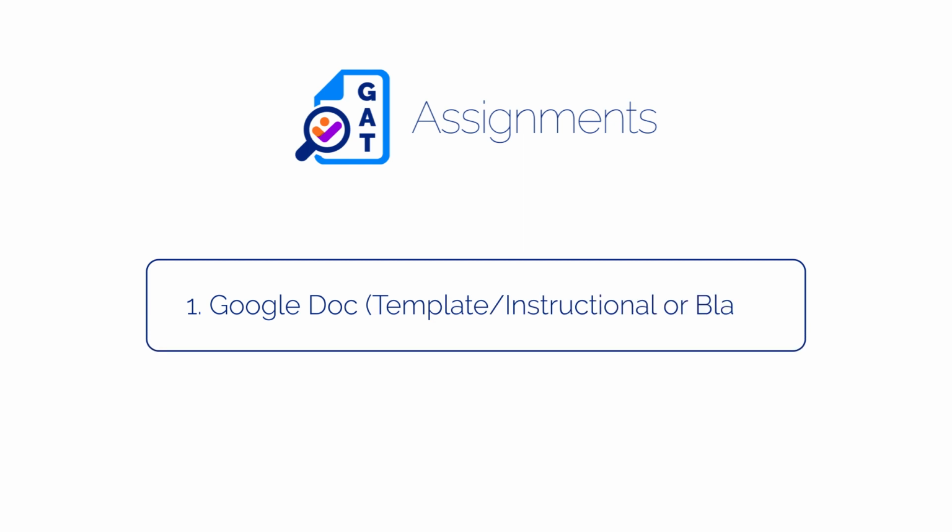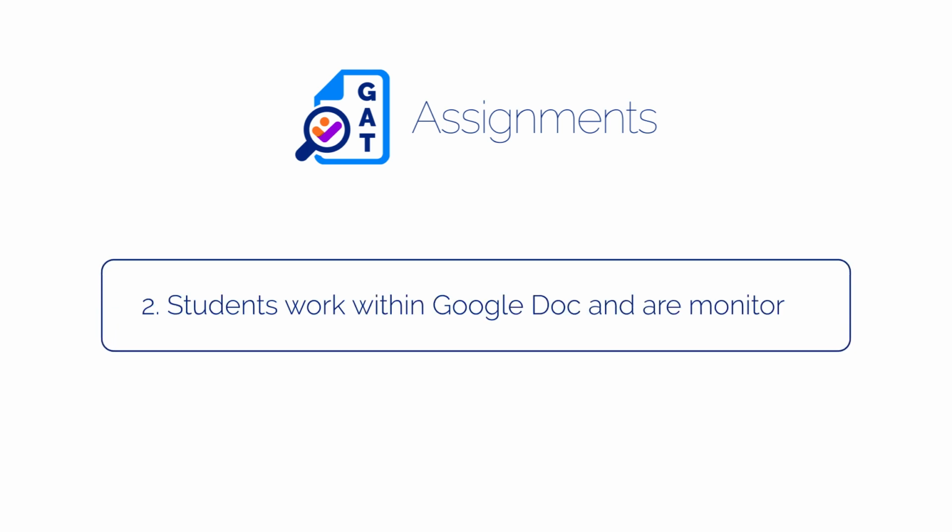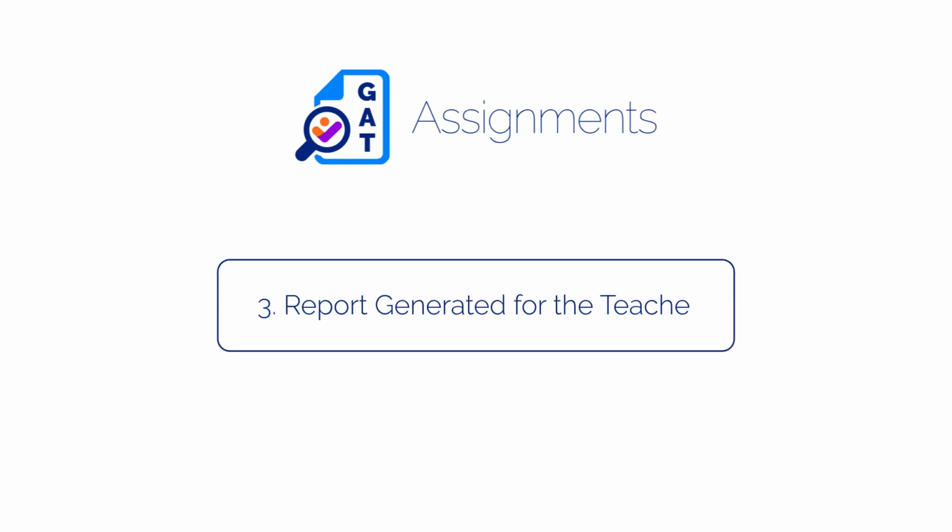Teacher Assignments works by first creating a Google Doc that will serve as a template for the students. The students can then finish their assignment within that Google Doc and submit it. Student activity is monitored and analyzed on the Google Doc, and a report will be generated for the teacher.